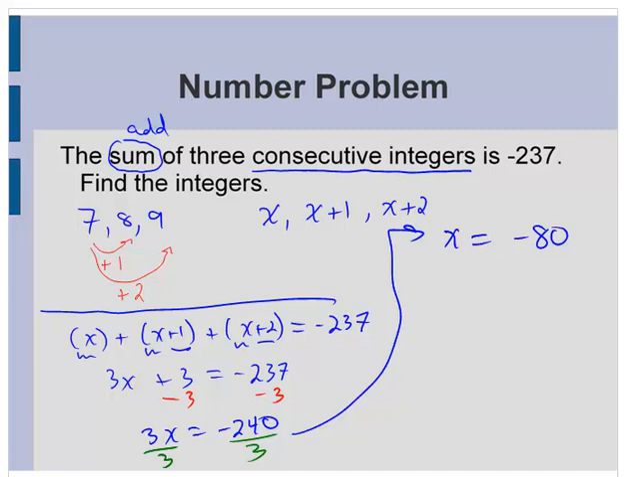Well, wait a second. It said find the integers. x only represented the first of the 3. We needed to find all 3. So the integers are negative 80, adding 1, negative 79, and negative 80 plus 2, negative 78. So be careful. The solution to the equation is not always the answer to the problem.